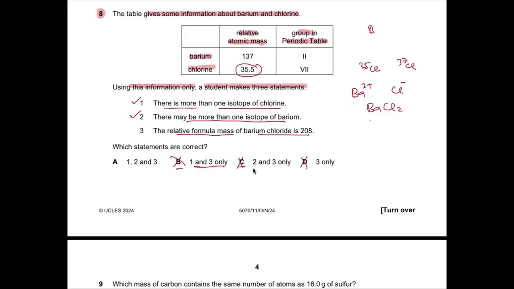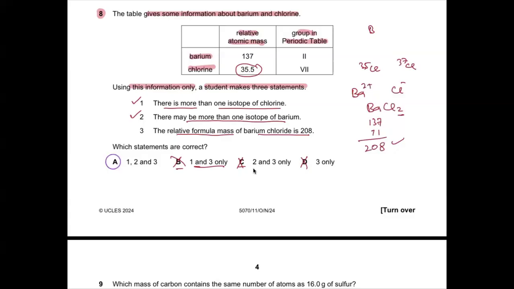So barium is 137 and there are two chlorines, right? So it is going to be 71. So 71, and 7 plus 3 is 10, and 1 plus 1 is 2. So yeah, the third statement is correct. So A is the correct answer, right?